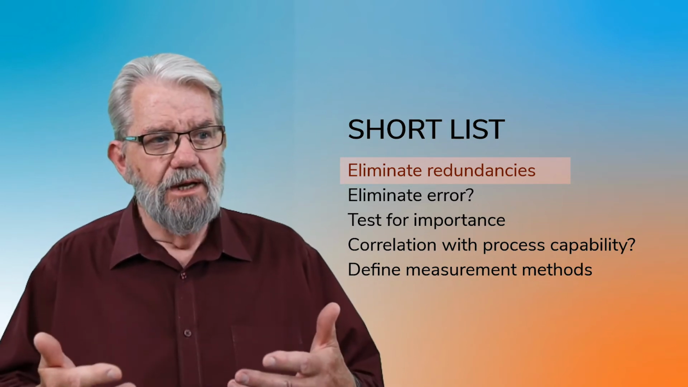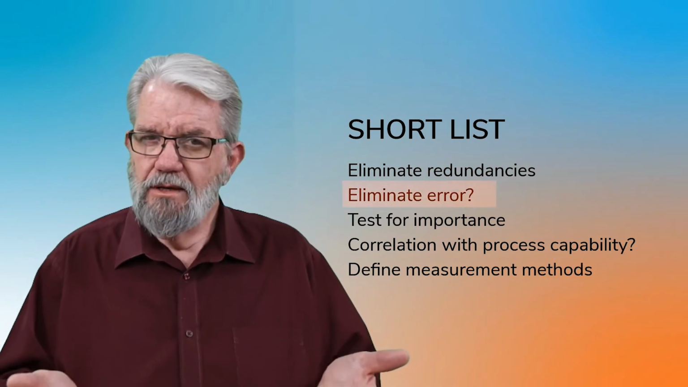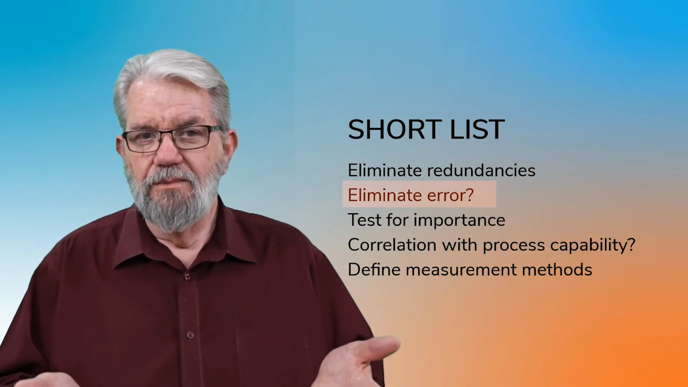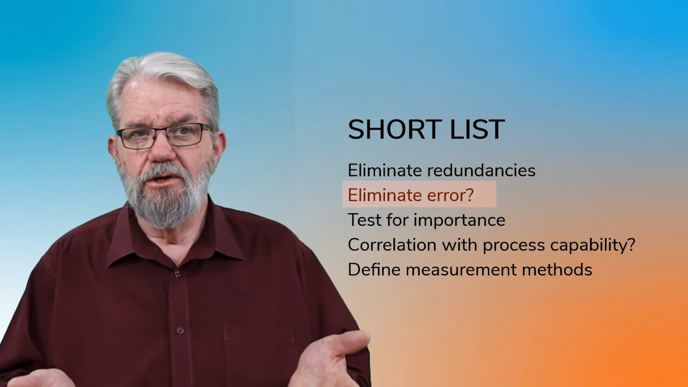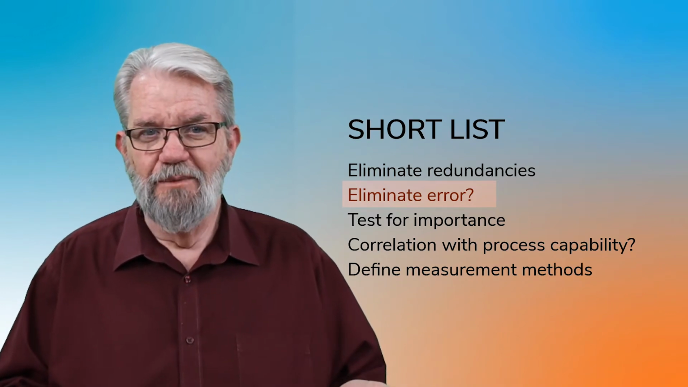So we want to eliminate redundancies, and then if we can identify errors, well, maybe we can eliminate the error. If there's something that always goes wrong, well, maybe we can stop it going wrong, and then we don't need that KPI. We don't want to get good at measuring something that goes wrong.